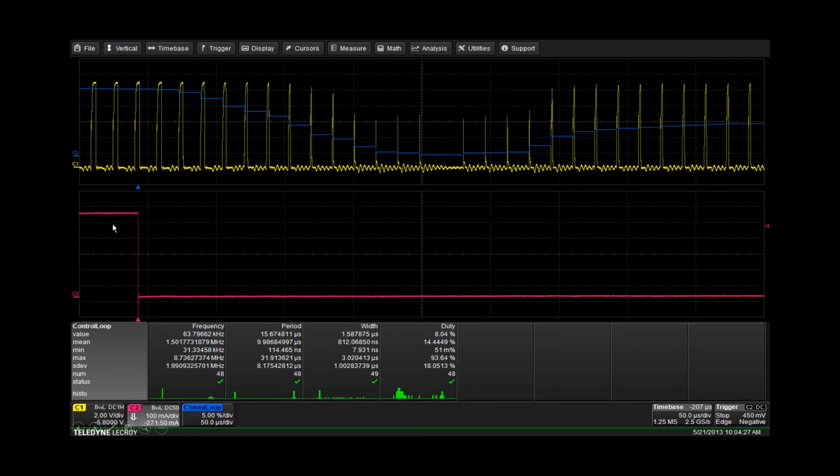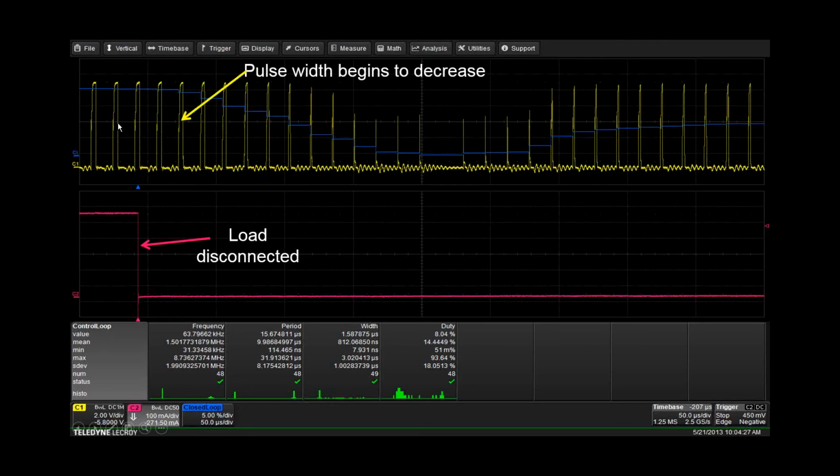So here's an example where we have some load. This is the load current here. So we have some current flowing, and then all of a sudden we disconnect the load. We open that switch, and now there's no current being drawn from the power supply. And if we look up here, you can see that you have these nice wide pulses, and as soon as we disconnect the load, the pulses get narrower and narrower. And as that happens, you can see the track function is going to decrease.